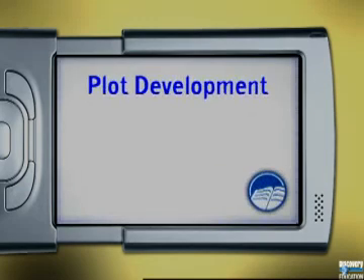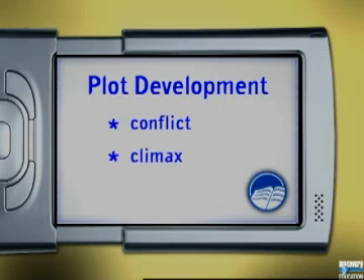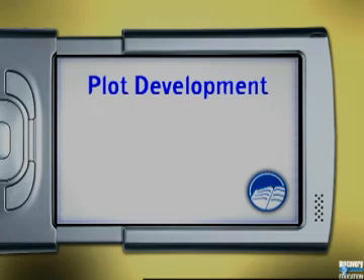Events of the plot reveal a problem called a conflict. Everything comes to a head in the climax, the point of greatest interest and emotion. The resolution shows how the problem is solved. Many books also have additional stories called subplots that happen alongside the main plot.